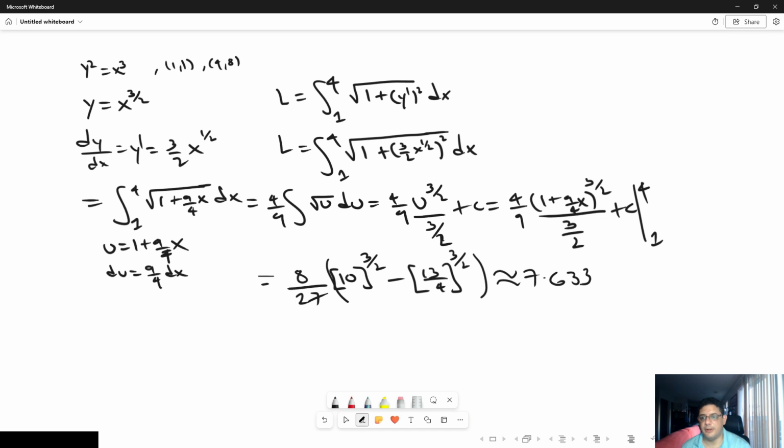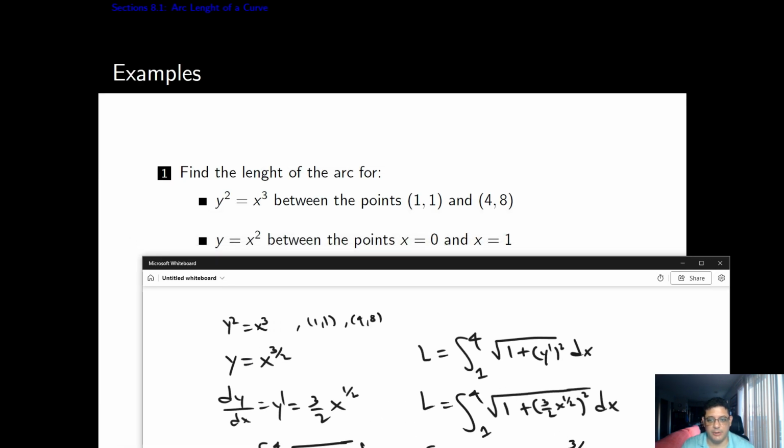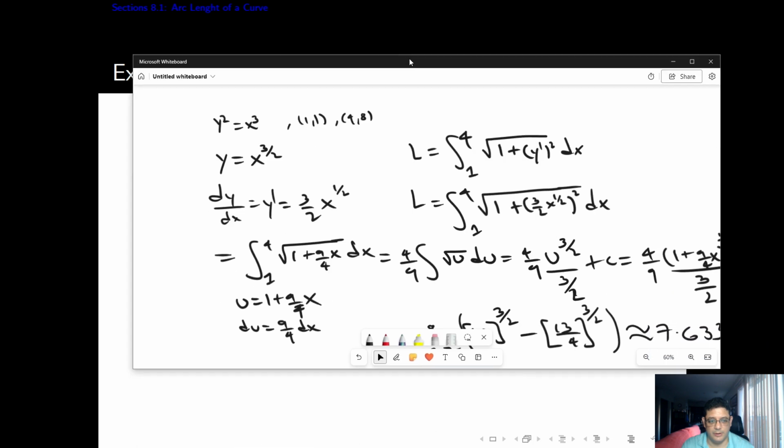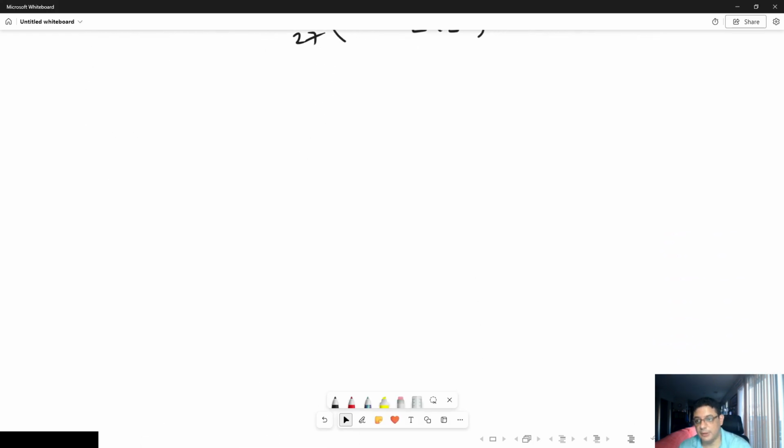And the good thing about knowing that this is a positive number is that we actually know that this is a length. If I get a negative number, something went wrong in the integration. Okay, so now let's go to number 2. We're going to check y equals x squared between 0 and 1. So let's see if we can actually manage to do that.